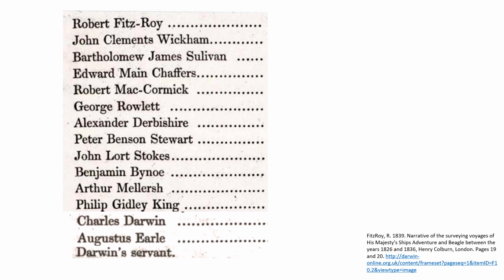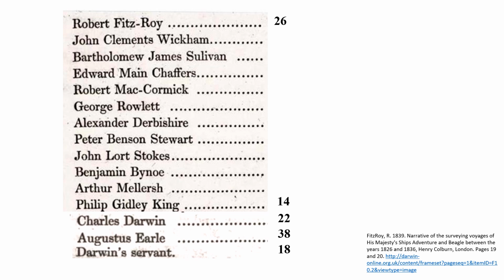One of the striking features of the main characters in our story is their relatively young ages when the Beagle's second voyage began. Fitzroy, for example, was only 26. Charles Darwin was 22. Darwin's servant, that is Covington, was 18. Philip Gidley King was 14. And Augustus Earle was a relatively old man of 38.